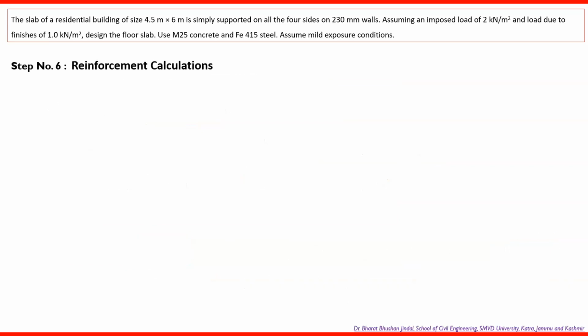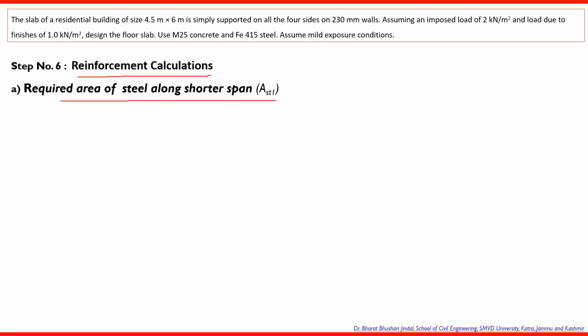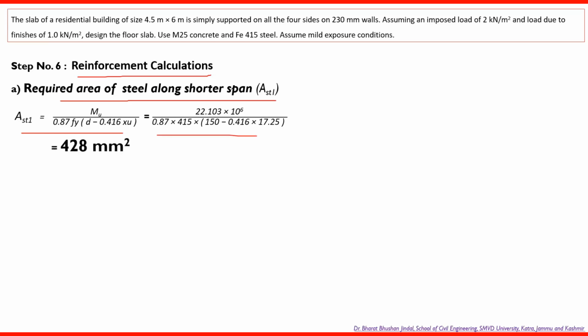Now let us work out in step number 6 what is the reinforcement requirement. So in this step we are going to calculate the reinforcement. The first point is the required area of steel along the shorter span. We have termed it as Ast1, which we can calculate from this equation, which is applicable for a balanced type of section. Ultimately this gives the area of steel required parallel to the shorter span, that is 428 millimeter square.